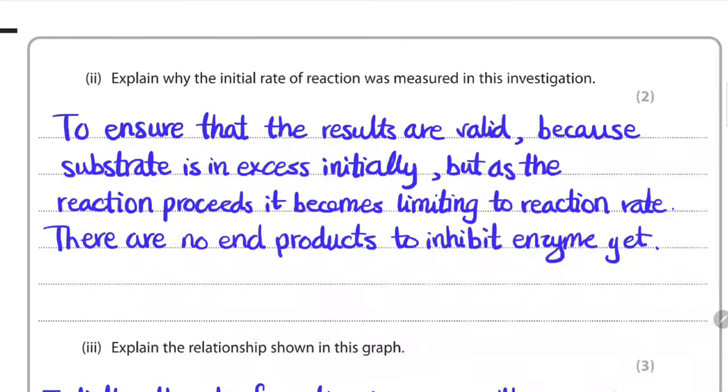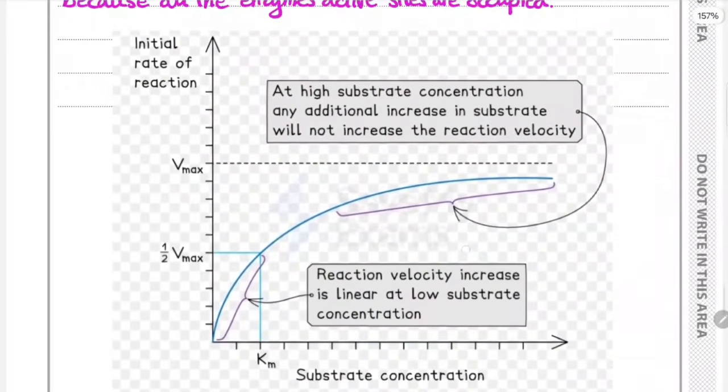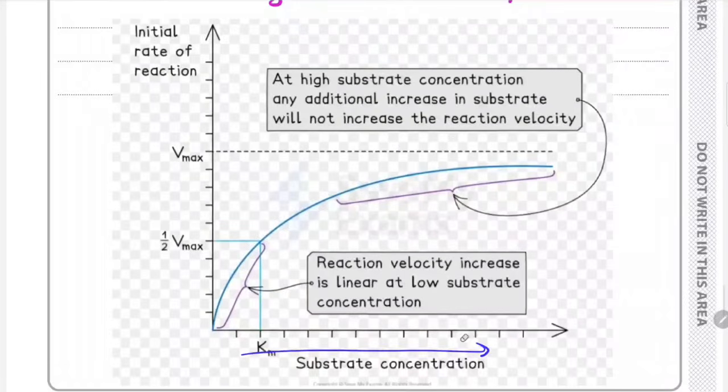Explain why the initial rate of reaction was measured in this investigation. In every question that asks why the initial rate was measured, it's, of course, firstly, to ensure that the results are valid. And why is that? If you still don't understand this point, even though it was repeated in many past papers, let's explain it. Firstly, when I keep increasing substrate concentration, the rate of reaction keeps increasing at first. The reaction velocity increase is linear at low substrate concentration.